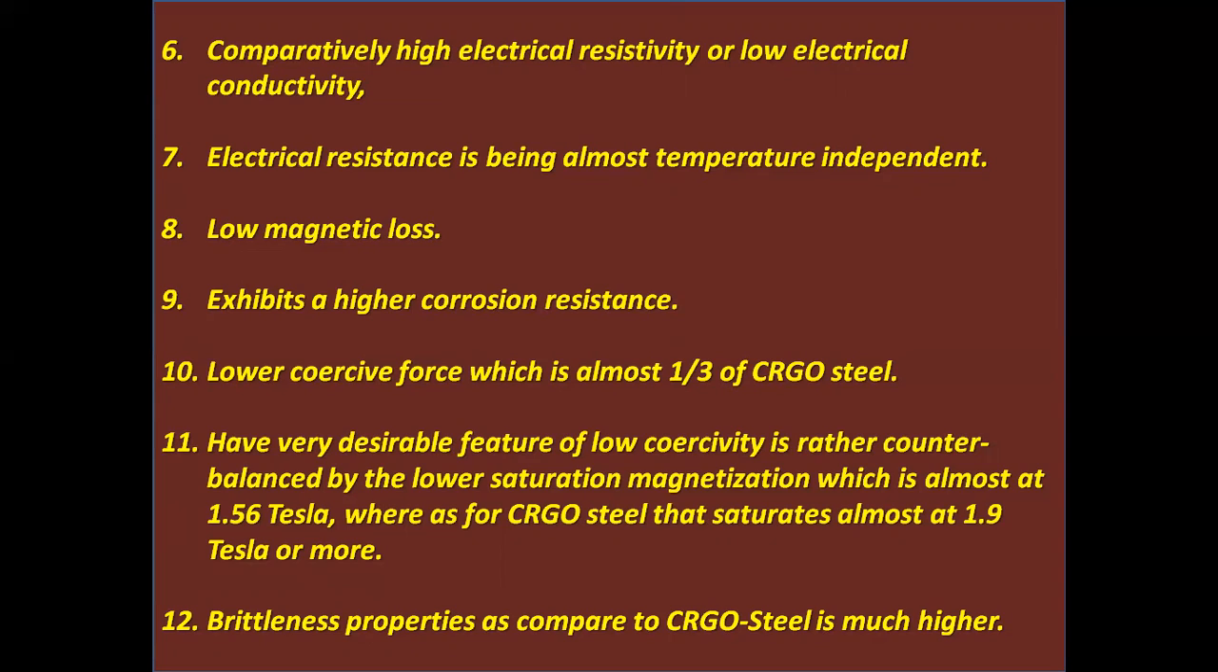Number 11, a very desirable feature of low conductivity and low coercivity is rather counterbalanced by the lower saturation magnetization, which is almost at 1.56 Tesla, whereas CRGO steel saturates at almost 1.9 Tesla or more. Number 12, brittleness as compared to CRGO steel is much higher.